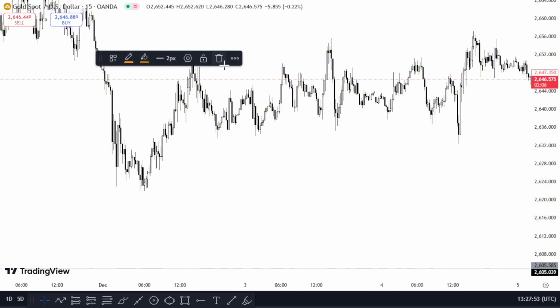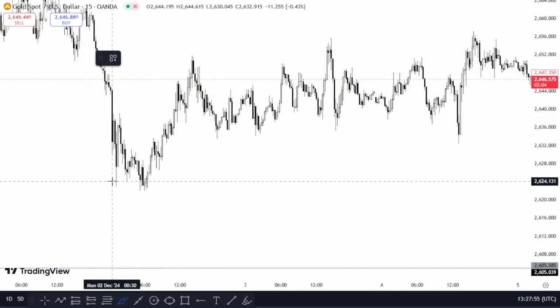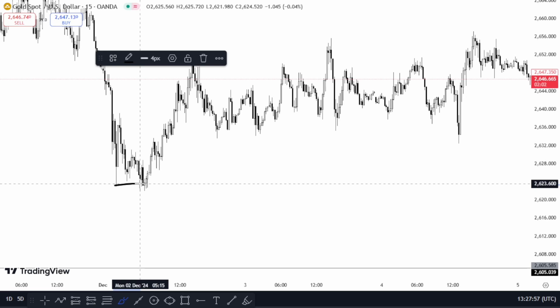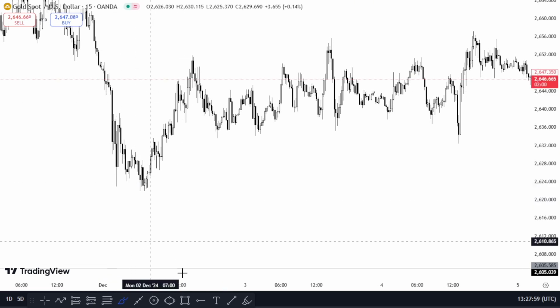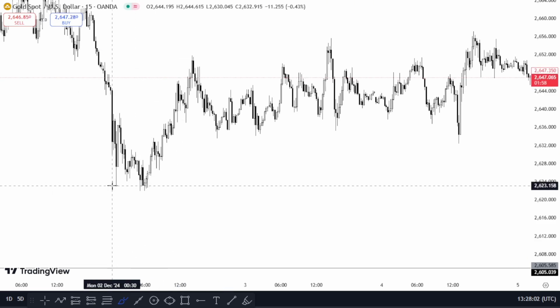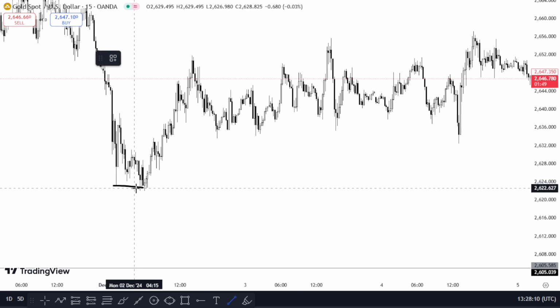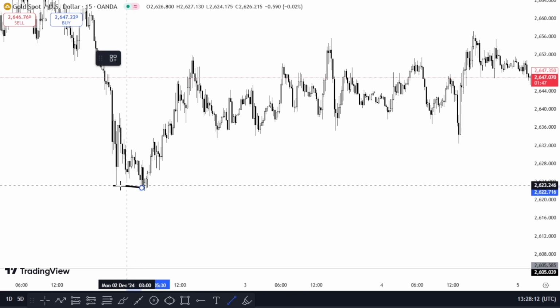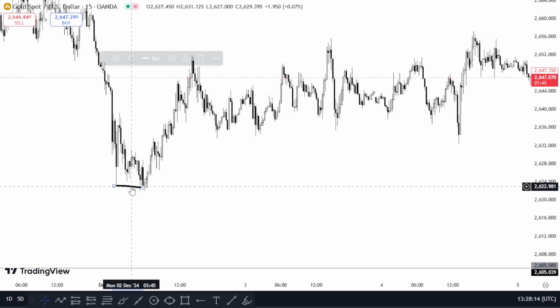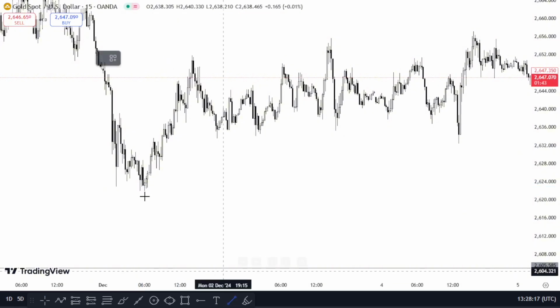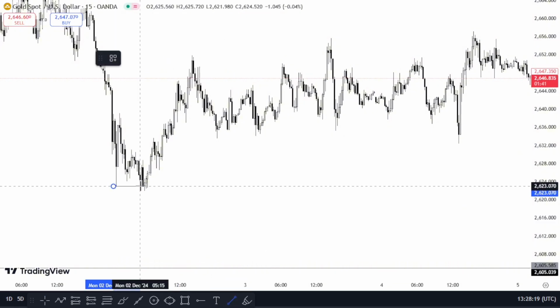I'm just going to go ahead and delete this. Here we have a sweep right here. Let me delete that and make it look really nice. We have a sweep right there. Let me use my horizontal line. Let me delete this. All right, we have our sweep of liquidity right there.